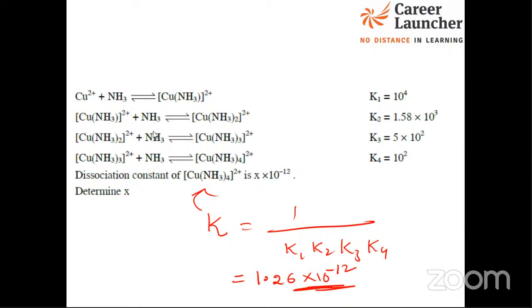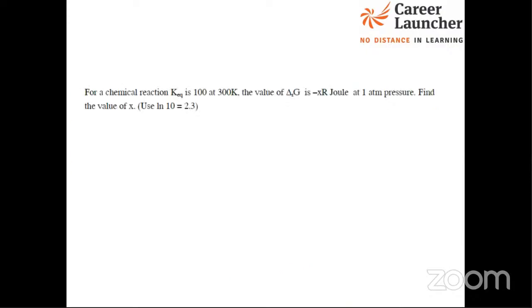The next one, so it is 1.26 into 10 raised to minus 12. So if you add all the equations and reverse it, you'll get the desired equation. For a chemical reaction, K equilibrium is given. The value of delta G naught is given. Find the value of X.